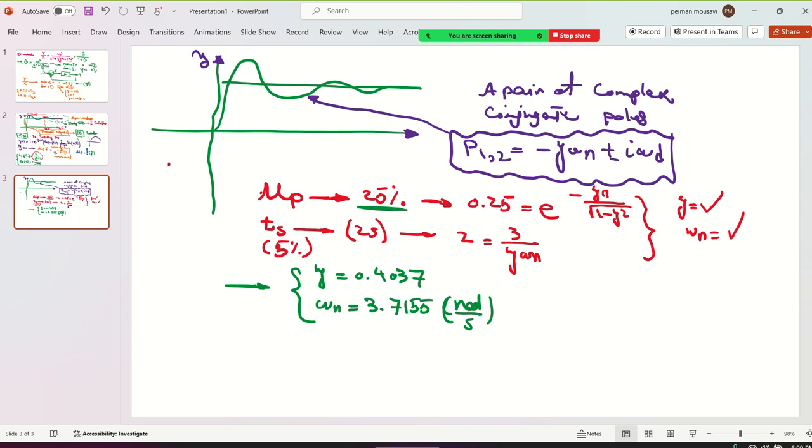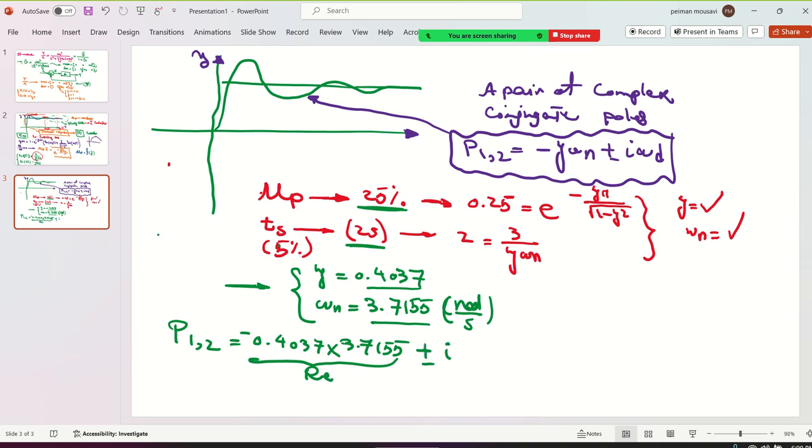When your boss says, I want to have a suspension system of your car, a spring and damper, it has a maximum overshoot of 25% and settling time of 5% is 2 seconds, it means that your zeta must be this and omega n is this. Bear with me. Okay, so this gives you the poles of the system. Poles of the system is minus 0.4037 multiplied by 3.7155, its real part, plus minus I omega d, where omega d is omega n times the square root of 1 minus 0.4037 squared. This is the imaginary part.